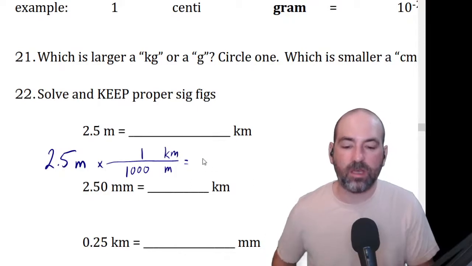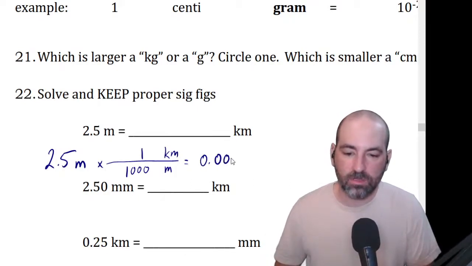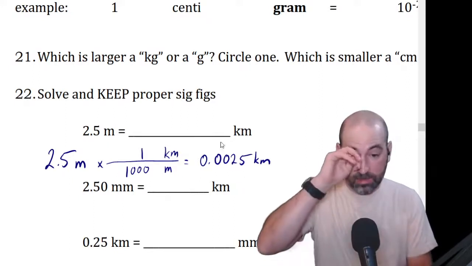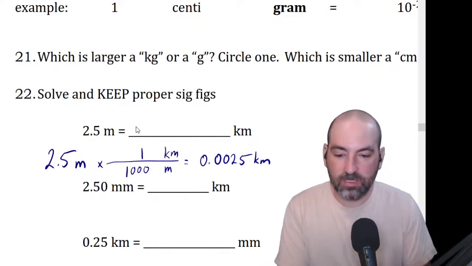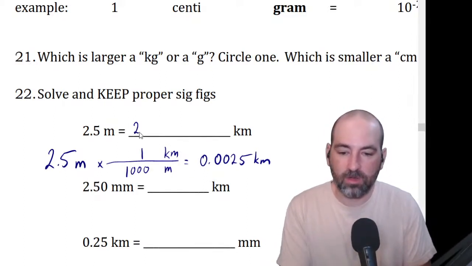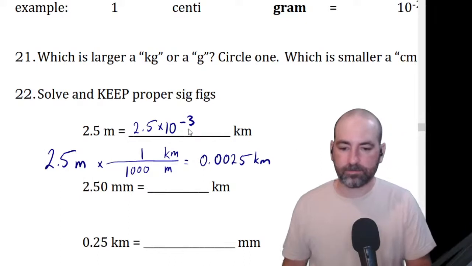Now, if you type this into the calculator, you get 0.0025 kilometers. And that's okay. That is two significant figures, and that's a totally reasonable answer here. You could also express that to be extremely clear. You could express this as 2.5 times 10 to the minus 3 kilometers.